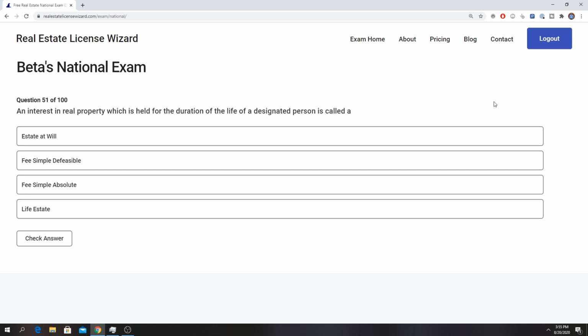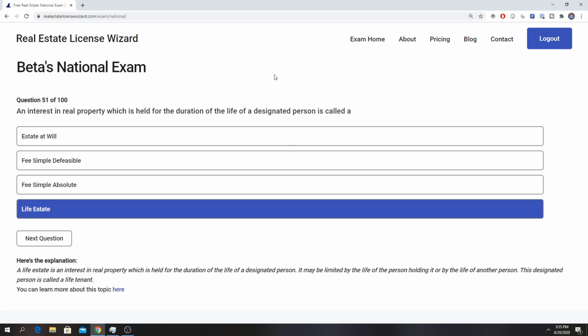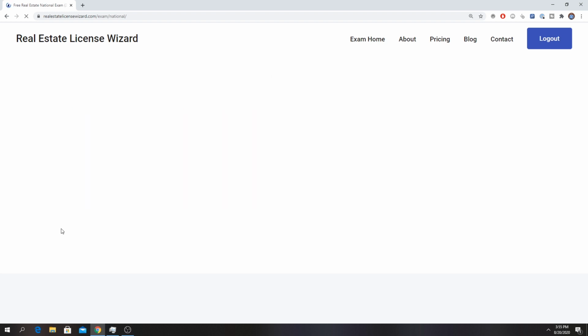Did you guys figure it out? Okay, the correct answer for this one is a life estate. Yes, life estate. A life estate is an interest in real property which is held for the duration of the life of a designated person. It may be limited by the life of the person holding it or the life of another person. This designated person is called a life tenant. And there you go. All right, next question.